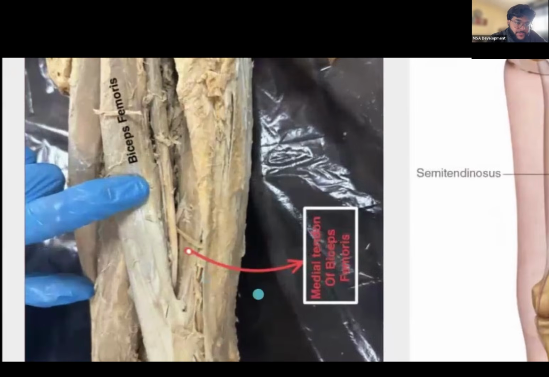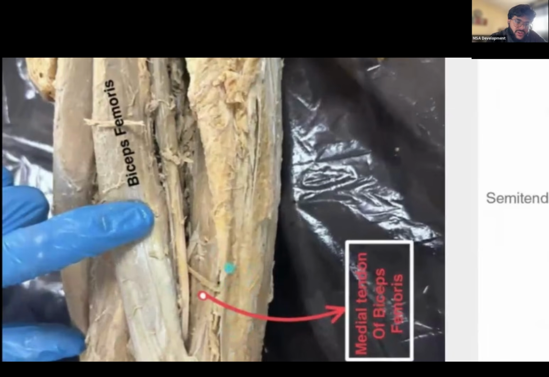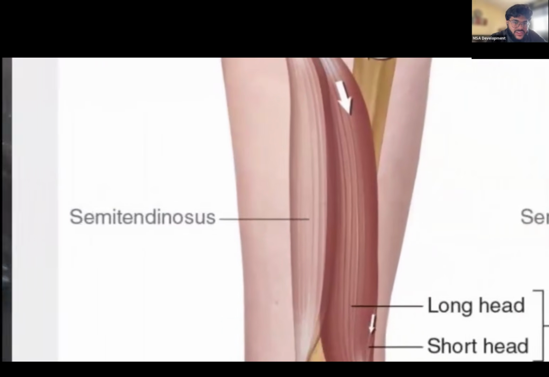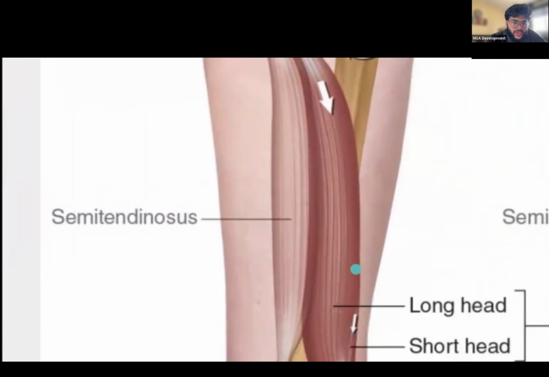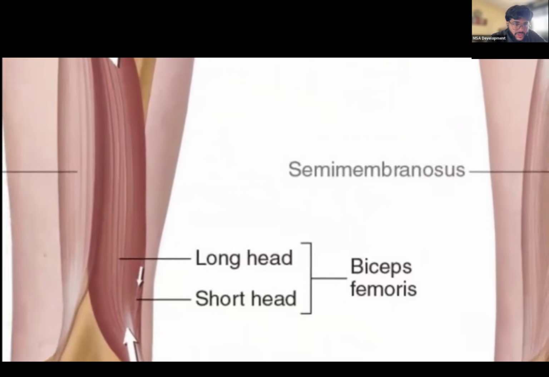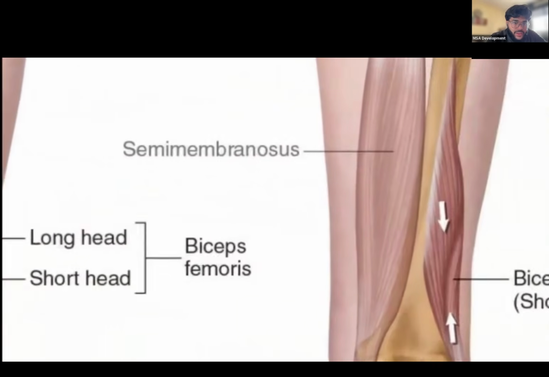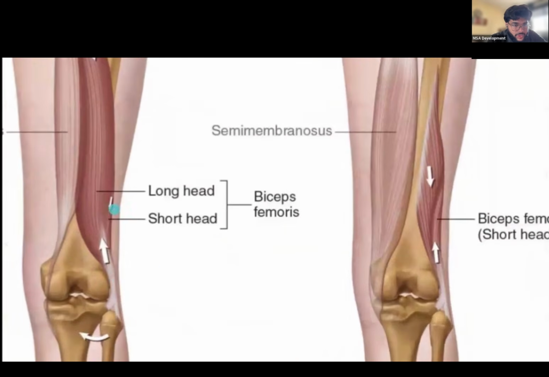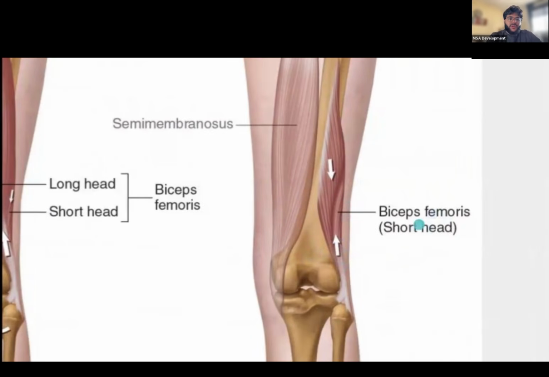Again, more pictures over here. So you can see the medial division of the biceps femoris. This is your biceps femoris muscle right here. So you have the semitendinosus, and then you have the biceps with the short and long head. Long head is more medially located, short head is more laterally located. Then again over here is the biceps femoris, and underneath it you have the short head of the biceps femoris.